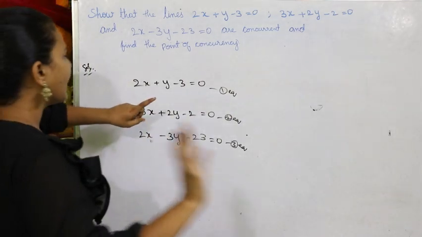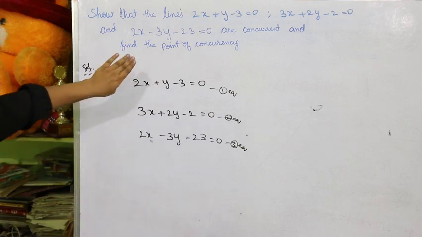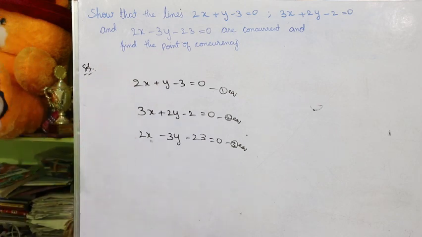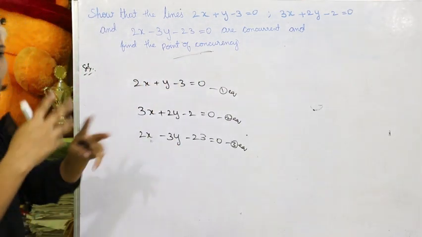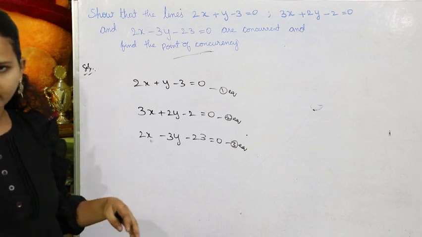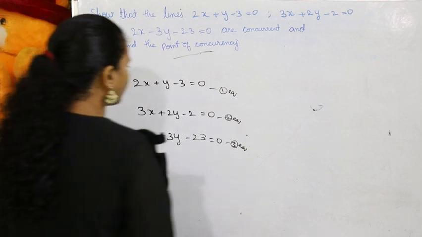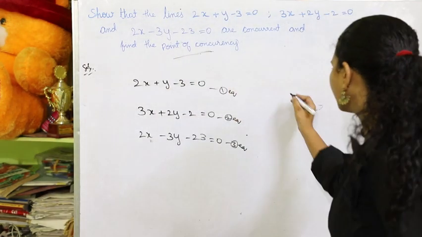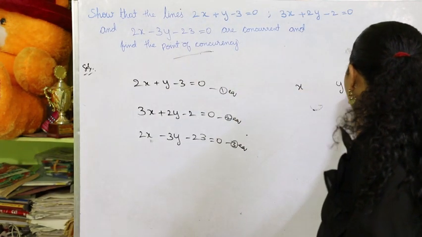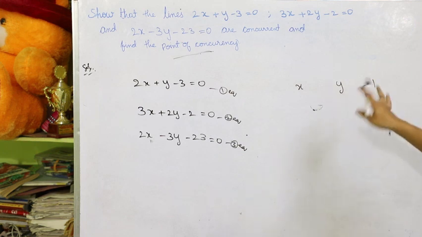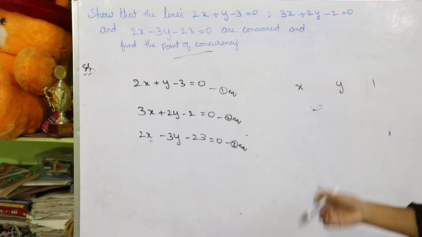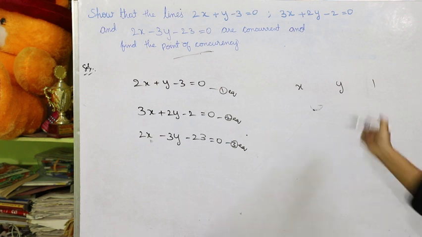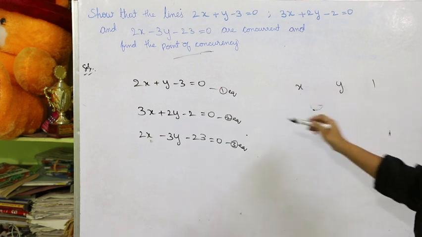Firstly, write down the 3 equations over here. Let us find out the points of concurrency, where the lines are concurrent. To find the point of concurrency, let me write down x, y and 1. We learned this process in the orthocenter and circumcenter videos, which were already uploaded. Just take a look over there, then you will get this.